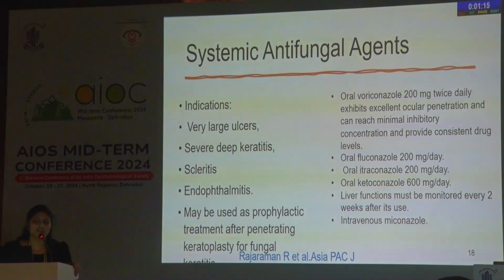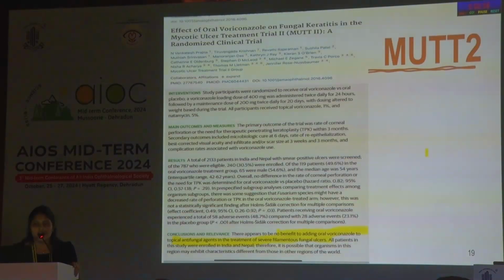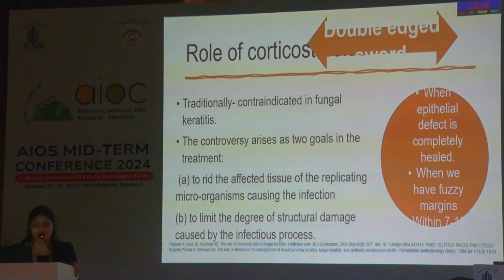Then we can add on systemic antifungals in conditions like very large ulcers, severe deep keratitis, scleritis, endophthalmitis, and they can be added as prophylactic treatment for penetrating keratoplasty. It should be given for 6 to 8 weeks. The most common is oral voriconazole, 200 mg twice daily. The Mycotic Ulcer Treatment Trial stated that in filamentous ulcer, voriconazole has no significant effect.